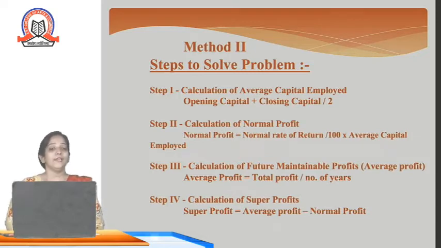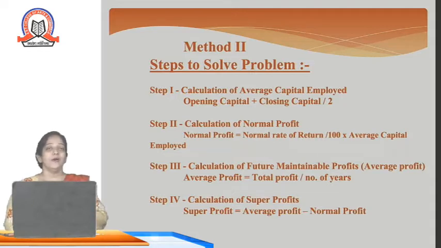Then we have step number 4, which is the calculation of the super profit. Now for super profit, what is the formula? Step number 3 minus step number 2, that is, super profit is equal to average profit or FMP minus normal profit. So we will get the amount of how much a company is earning over and above the normal profit, which is considered to be the super profit.